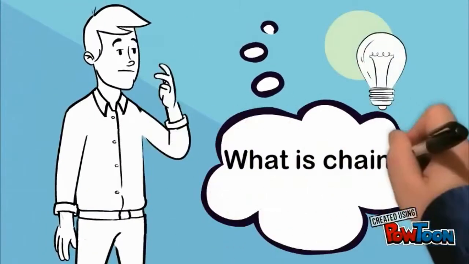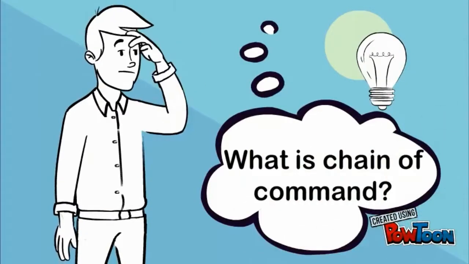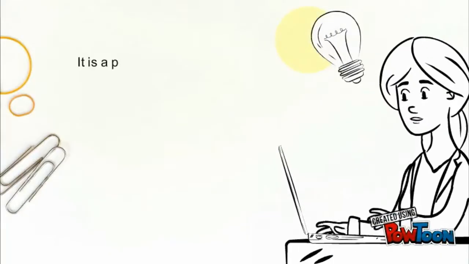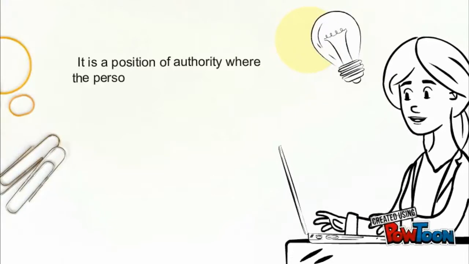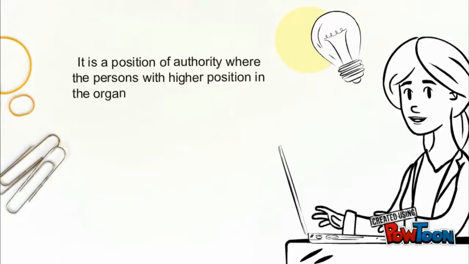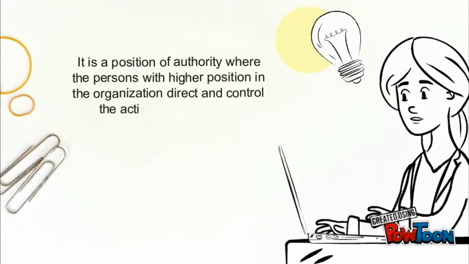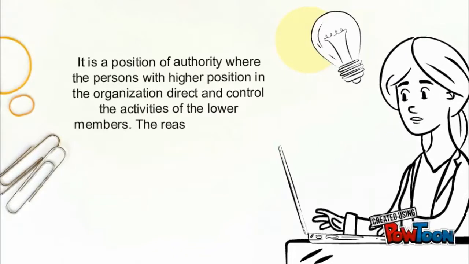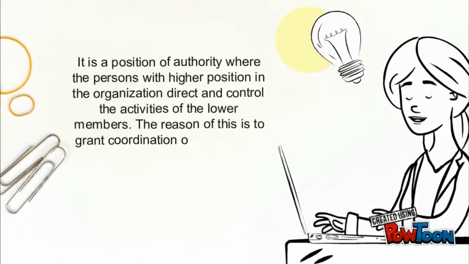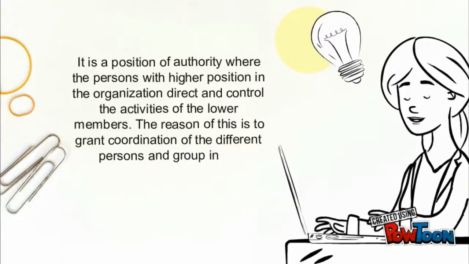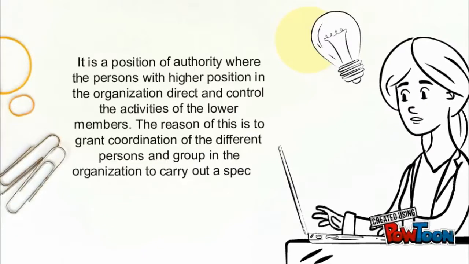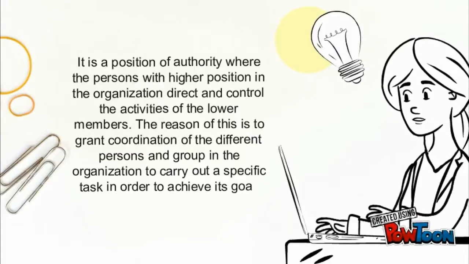What is chain of command? It is a position of authority where the persons with higher position in the organization direct and control the activities of the lower members. The reason for this is to grant coordination of the different persons and groups in the organization to carry out a specific task in order to achieve its goal.